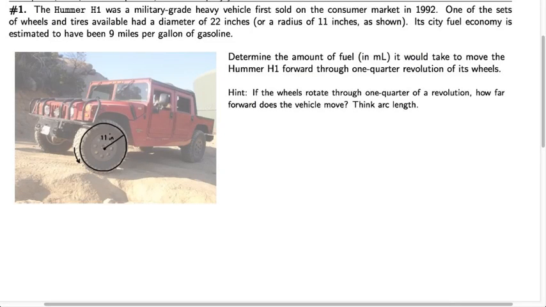So how much gasoline does it take to move a Hummer H1 vehicle enough to rotate its tires by a quarter turn? In this problem, you're given that the fuel economy of one of these vehicles is about 9 miles per gallon, and that the diameter of these tires, wheels and tires, is 22 inches. You're also given some conversion factors. So how do we do this?